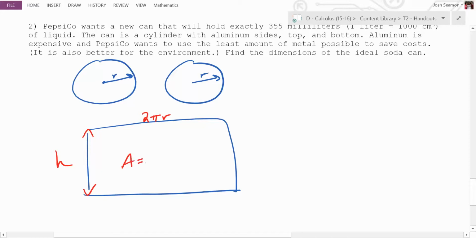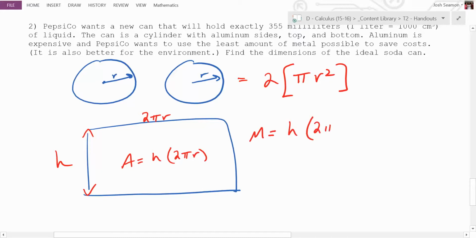So what's the area of this piece right here? H times what? 2 pi r. What's the area of the circles right here? 2 times what? Pi what? Pi r squared. So what's the total amount of material used? Material used is going to be H times 2 pi r plus 2 times pi r squared. That is the amount of material used.